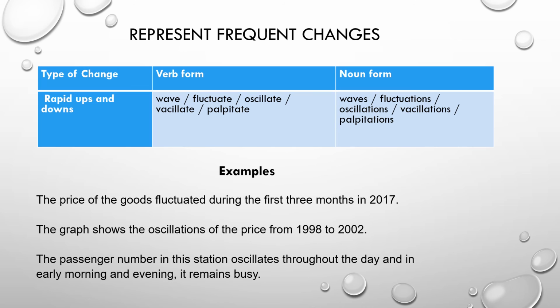The price of the goods fluctuated during the first 3 months of 2017. The graph shows the oscillations of the price from 1998 to 2002. The passenger number in the station oscillates throughout the day, and in the morning and evening it remains busy.